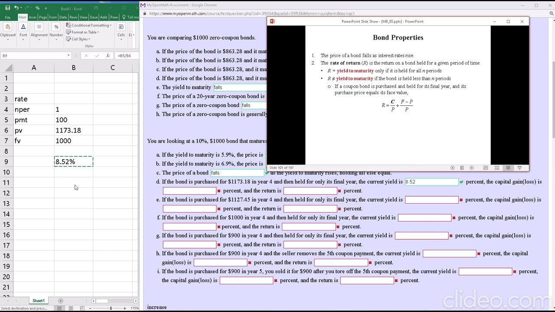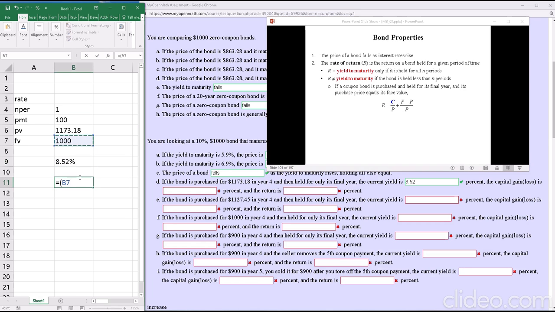Okay, so we have to calculate the gain. The gain, if you remember from the notes, is the face value, what you're going to sell it for in a year, which is what you essentially do when you give it back to the Fed and the Fed gives you the face value, minus the price that you paid for it in year 4, divided by the price that you paid for it in year 4. So essentially it's what it is at the end of the year minus what it was at the beginning of the year, divided by what it was at the beginning of the year.